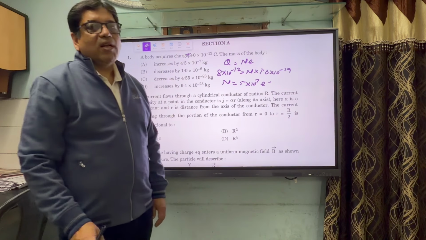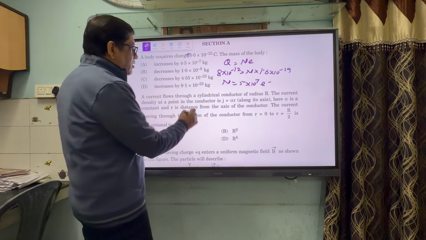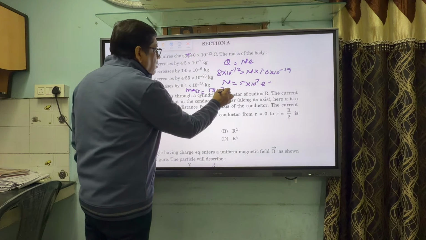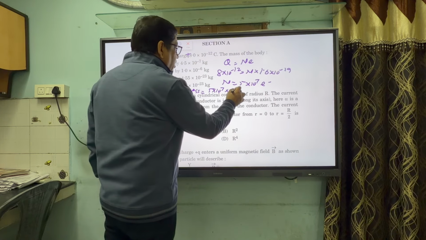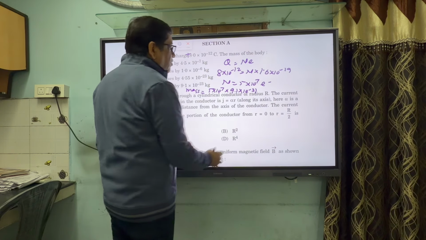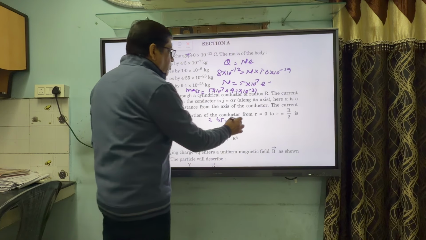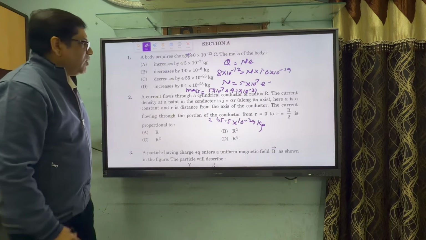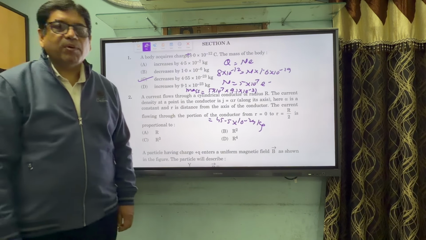Because body has lost electrons, that's why it will also lose some mass. So how much mass has it lost? That is number of electrons multiplied by mass of one electron, that is 9.1 into 10 to the minus 31, which comes out to be 45.5 into 10 to the minus 24 kg, or 4.55 into 10 to the minus 23 kg. So answer for this question is C part.